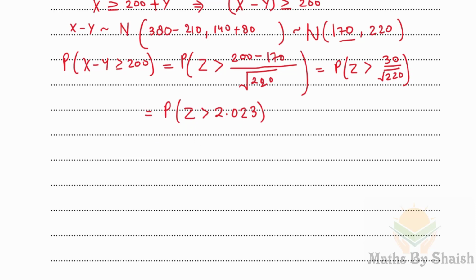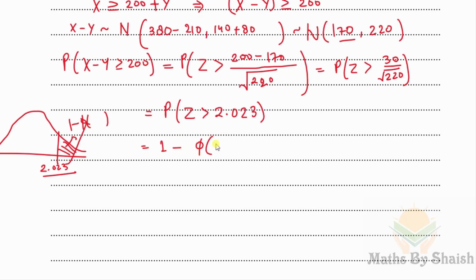Now we will draw the distribution graph to see which region we need to find, and it is positive, so 2.023 would be somewhere here, and we want to calculate this probability, which is 1 minus phi of this value. So it is 1 minus phi of 2.023, and let's calculate from the distribution table. This value is 0.0216 to 3 significant figures. This is the answer, that's the probability. I hope it is clear. Let's do the next question.